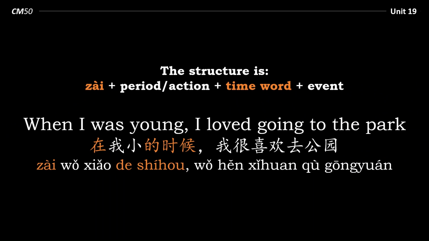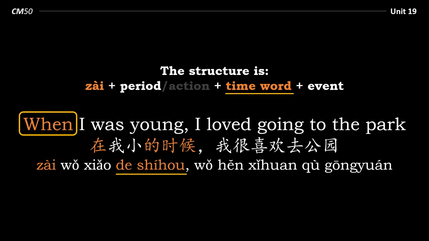Here's an example. When I was young, I loved going to the park. Now let's break this down and see how it follows the structure above. 在, and in this case it's a period, 我小. So in other words, I was young, the period of time when I was young, and then the time word, 的时候. So this is how we say when. So when I was young, 在我小的时候. So 我小 is the period, and it's placed in between 在 and 的时候.